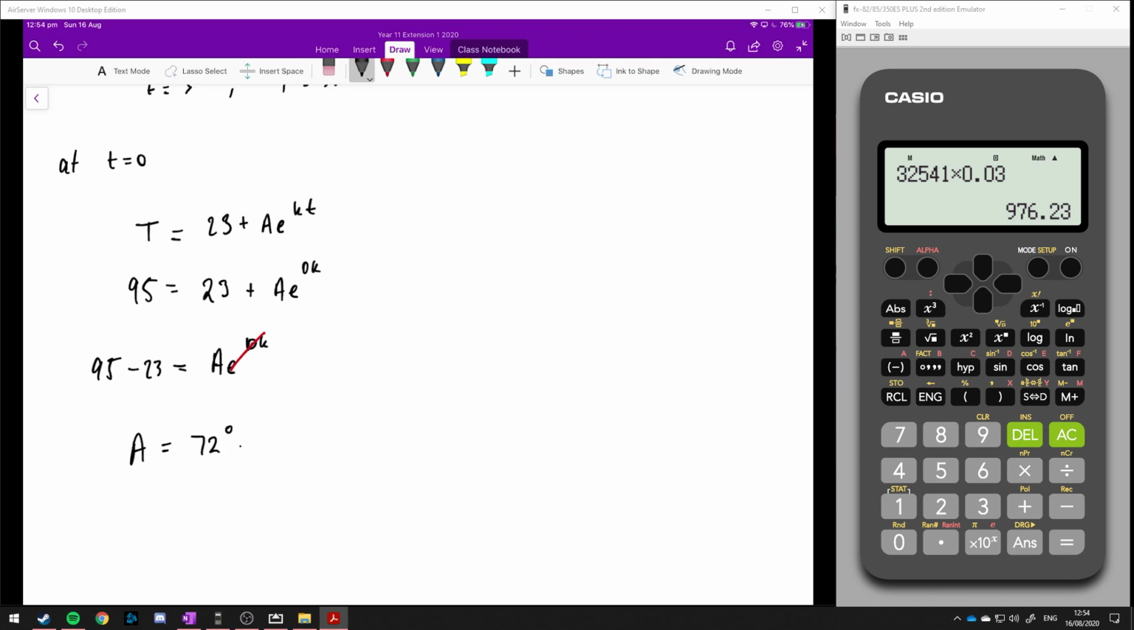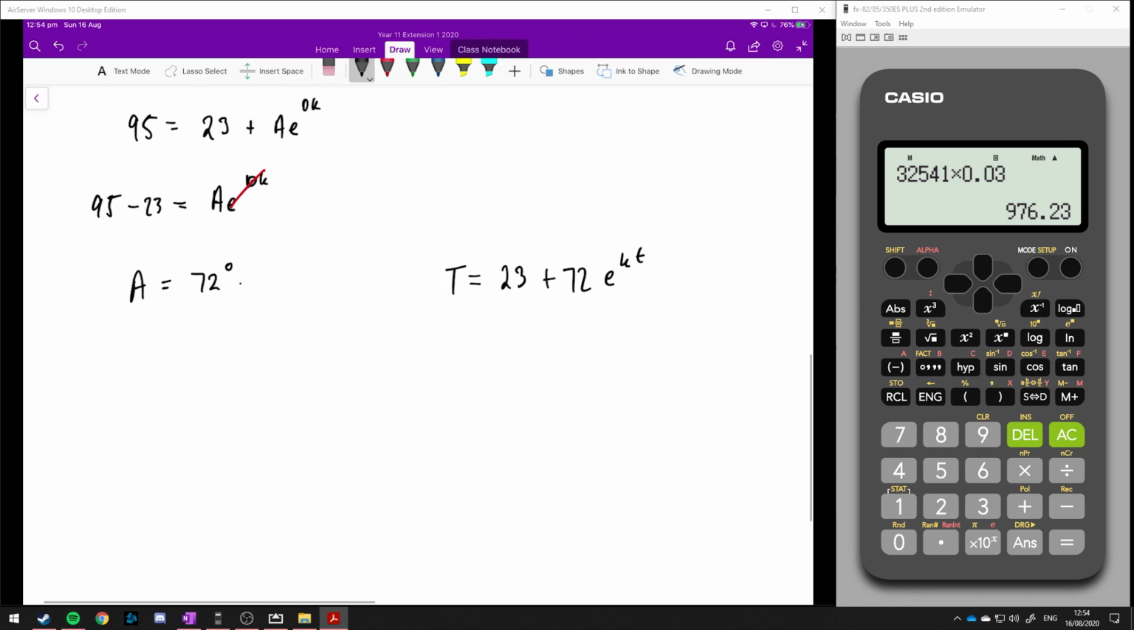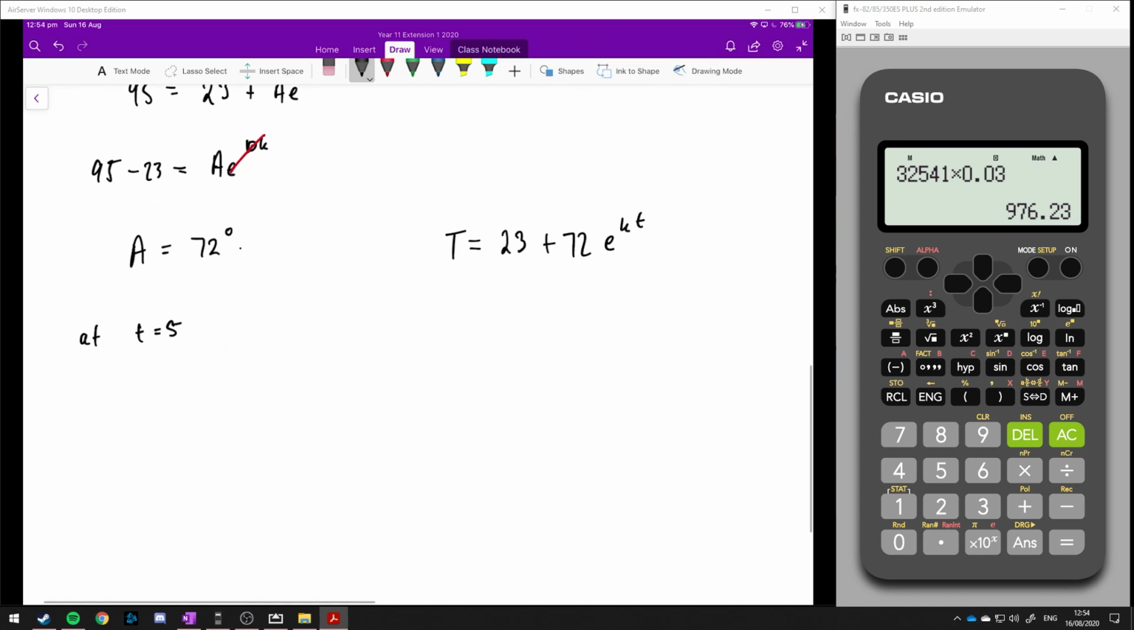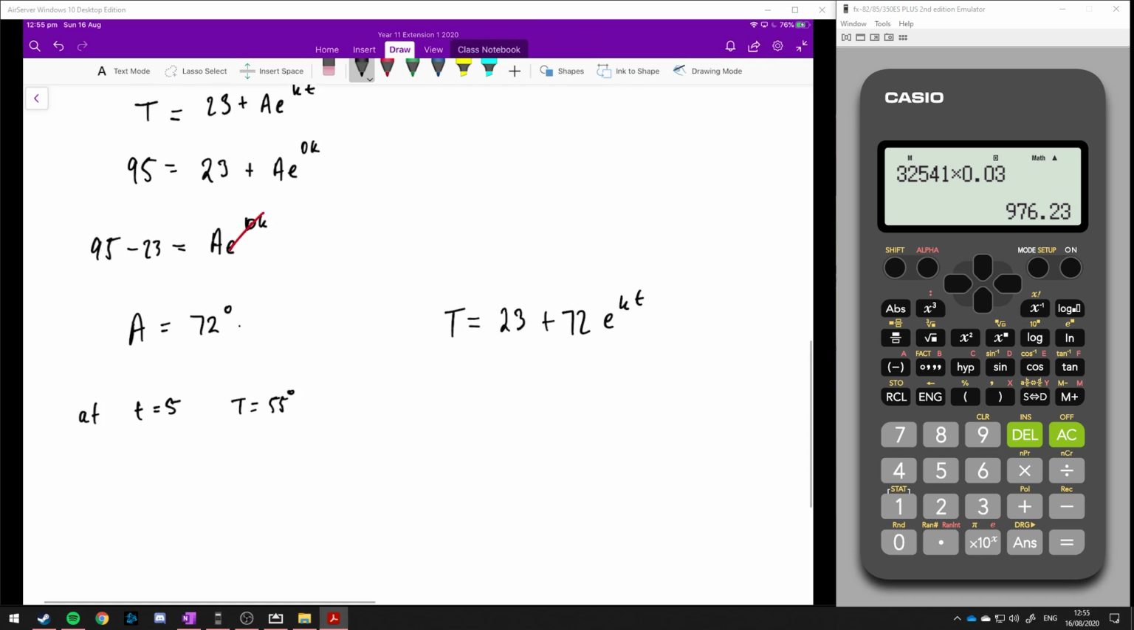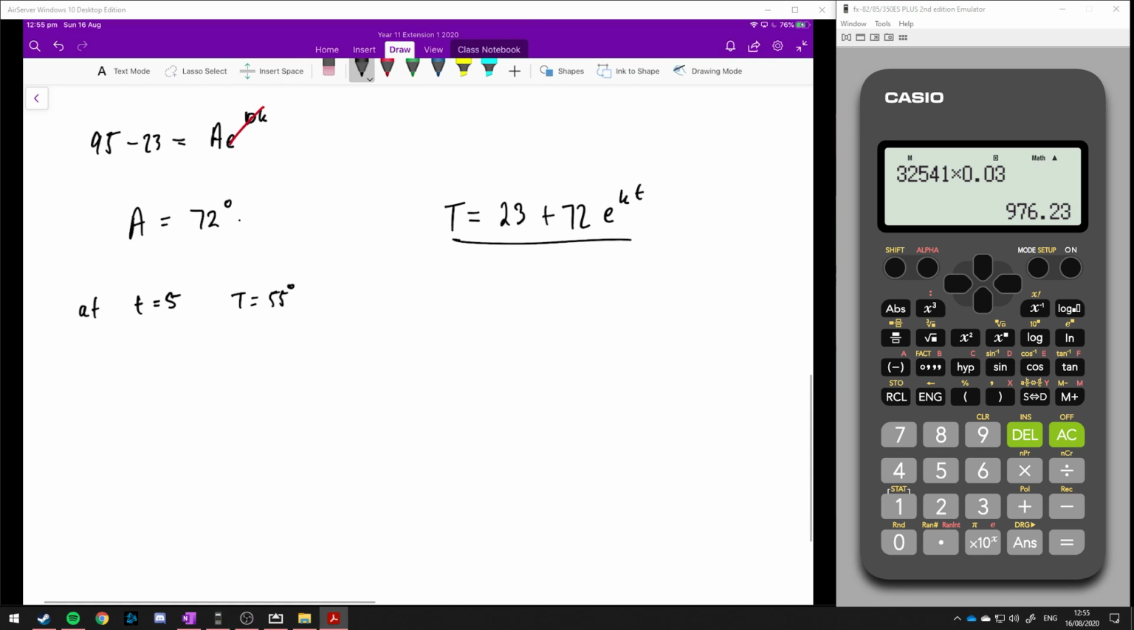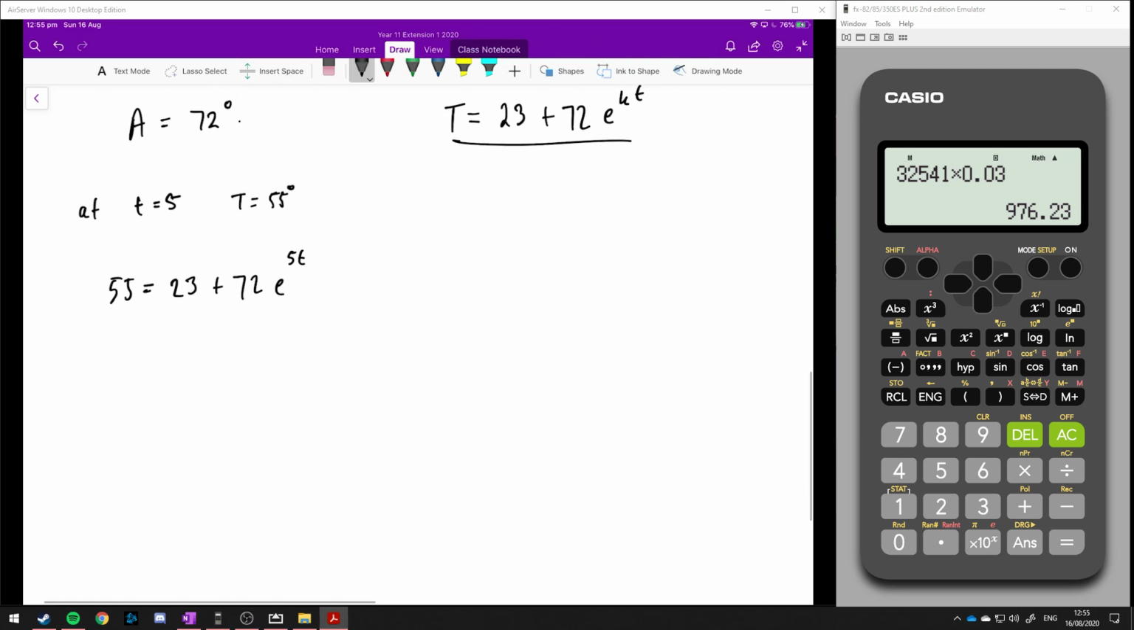That means our formula becomes T equals 23 degrees plus 72e to the kt. Now at t equals 5, so it's only minutes this time, capital T is equal to 55 degrees. Substituting it into this formula, we get 55 equals 23 plus 72e to the 5k. Now remember, we're trying to find that little value of k.